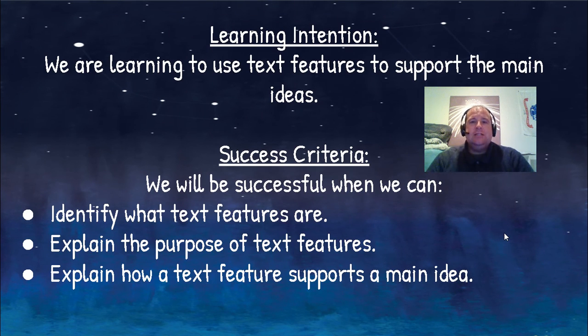Take a glimpse at our intention today that we started. We are learning to use text features to support the main ideas. Now, I know text features get kind of tricky, so make sure you're asking questions if you don't understand. And you will be successful when you can identify what text features are. And remember, right now, the most common ones you might know are table of contents and title. Explain the purpose of text features, and explain how a text feature supports the main idea. So in our 2 chapters that we read, the text features helped us to understand about gravity and about some simple facts about Earth.